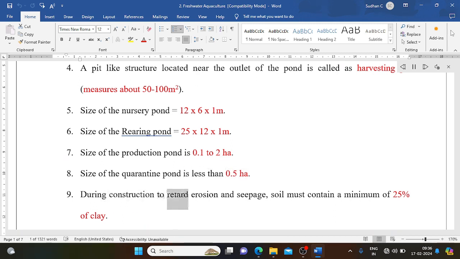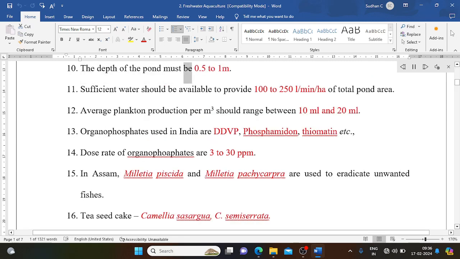During construction, to retard erosion and seepage, soil must contain a minimum of 25% clay. The depth of the pond must be 0.5 to 1 m. Sufficient water should be available to provide 100 to 250 L/min/ha of total pond area. Average plankton production per m3 should range between 10 ml and 20 ml.